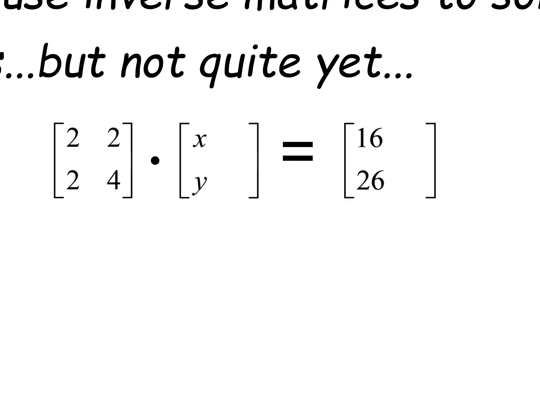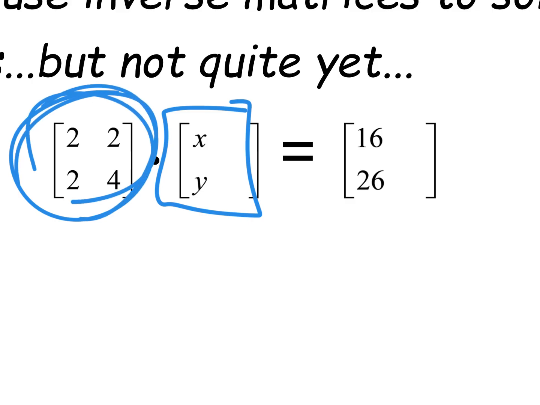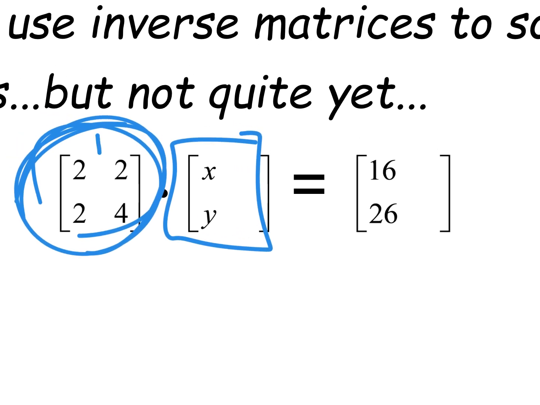If you were going to solve this, x and y need to get alone. Can't you just divide both sides by this? No, there's no such thing as divide in matrix world. You'd have to multiply by the inverse. This is going to be matrix A. This is going to be matrix B. How are we going to get matrix A off of there? Multiplying it by the inverse.